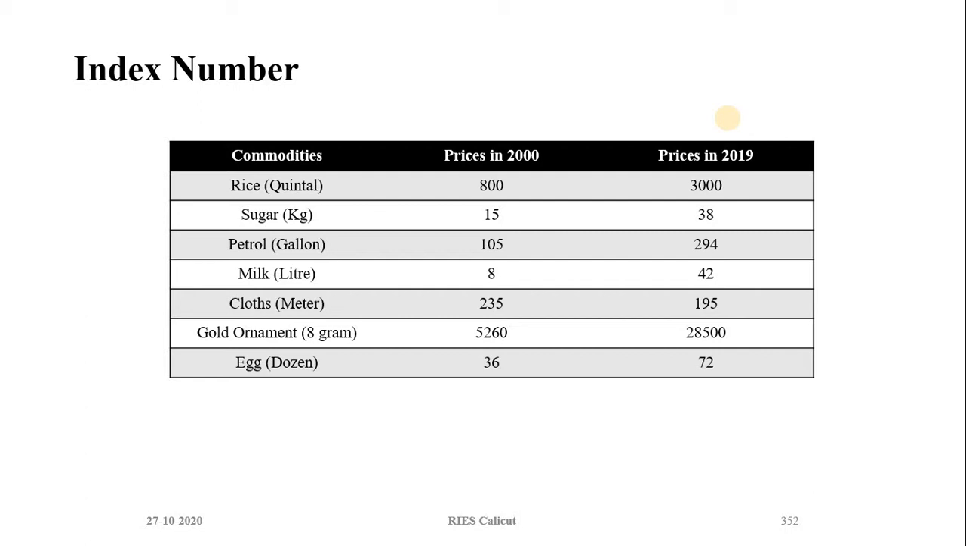Okay, so the rice price was 800 per quintal in 2000, and when it comes to 2019, it is around 3000 rupees. If you closely look at these tables, we can observe that the price has been drastically increased. If you look at all the commodities, at a glance we can say that the prices of all these essential commodities have been increasing.